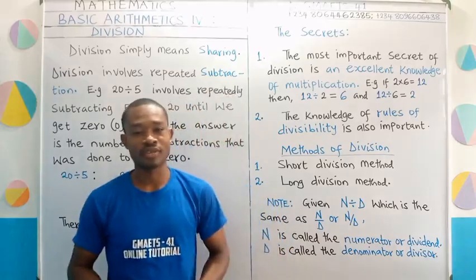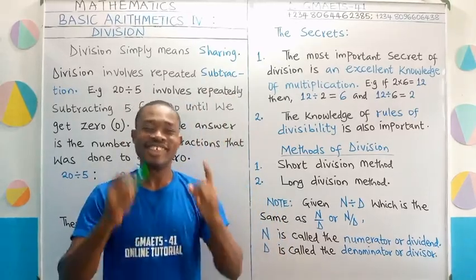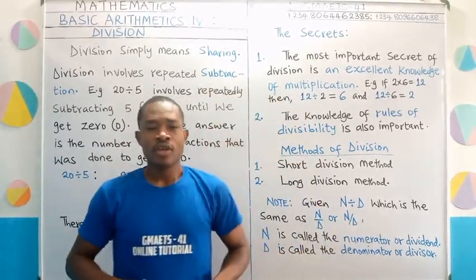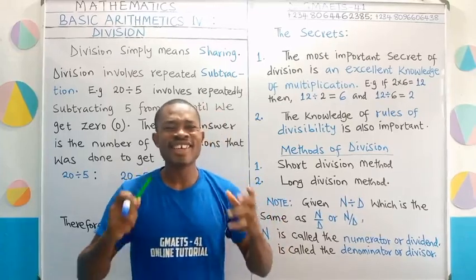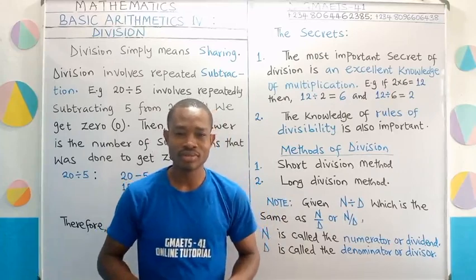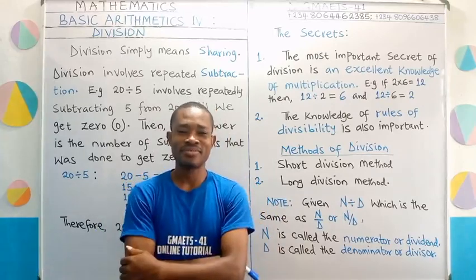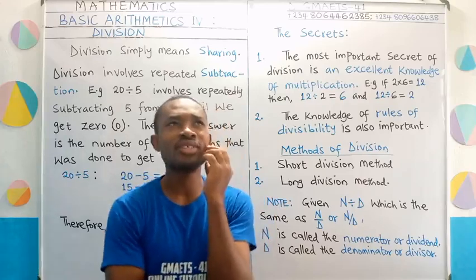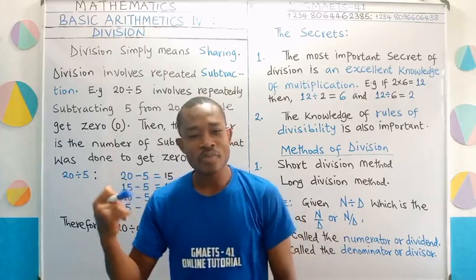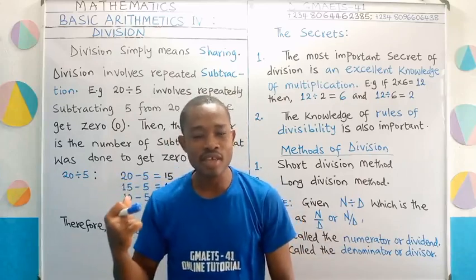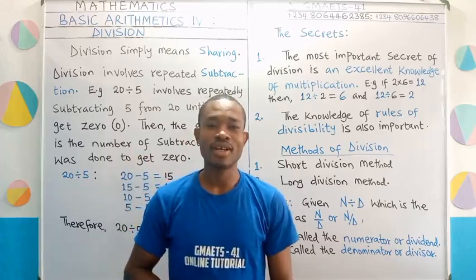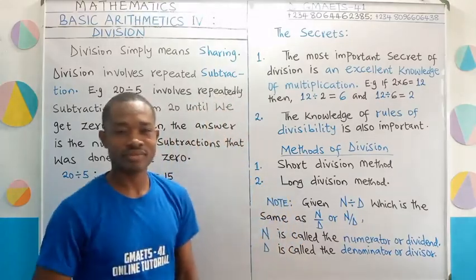of multiplication. An excellent knowledge of multiplication. If you actually have an excellent knowledge of multiplication, you will be playing with division. So dear friends, if anyone tells you, oh, division is difficult, tell the person to calm down. Advise the person to go and practice his or her multiplication, and then come back and start playing with division.